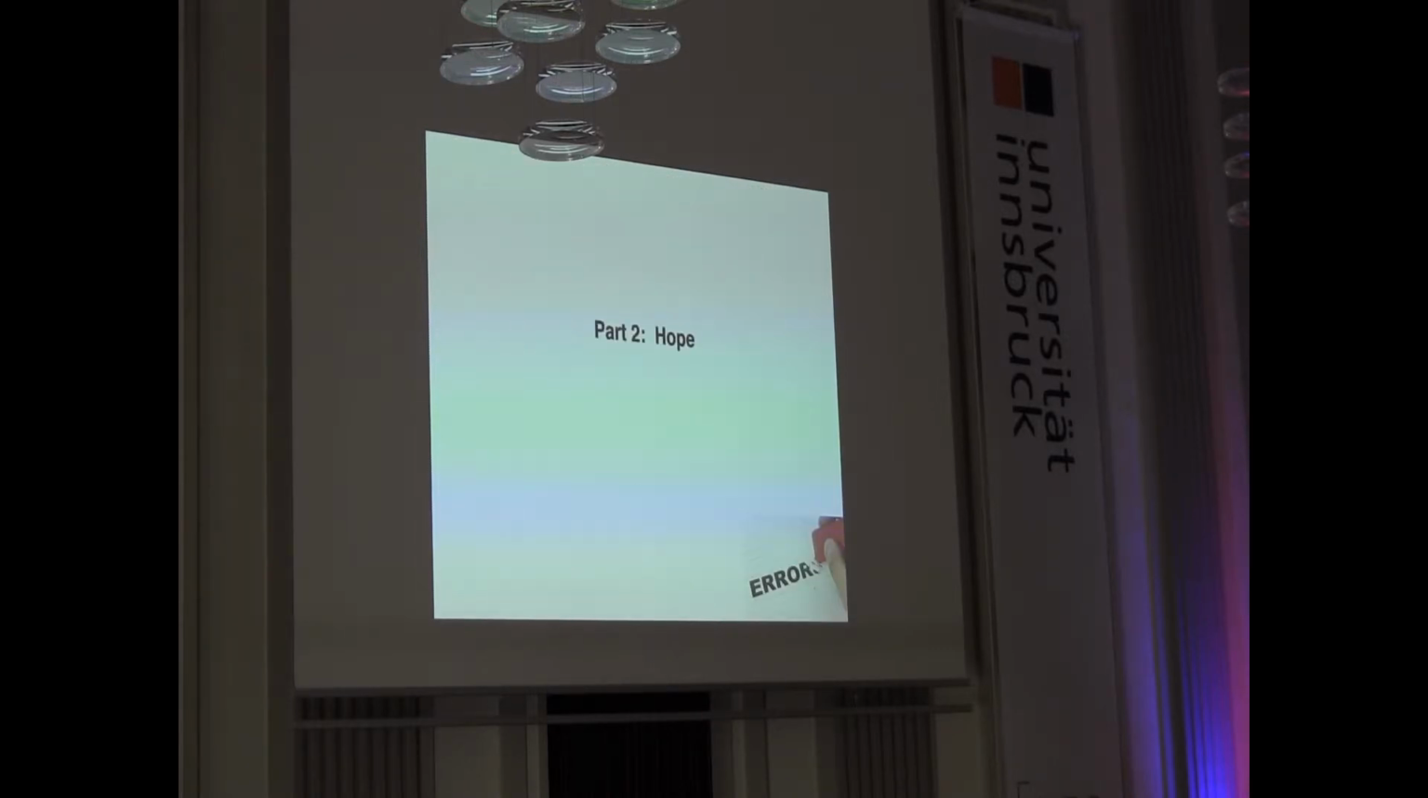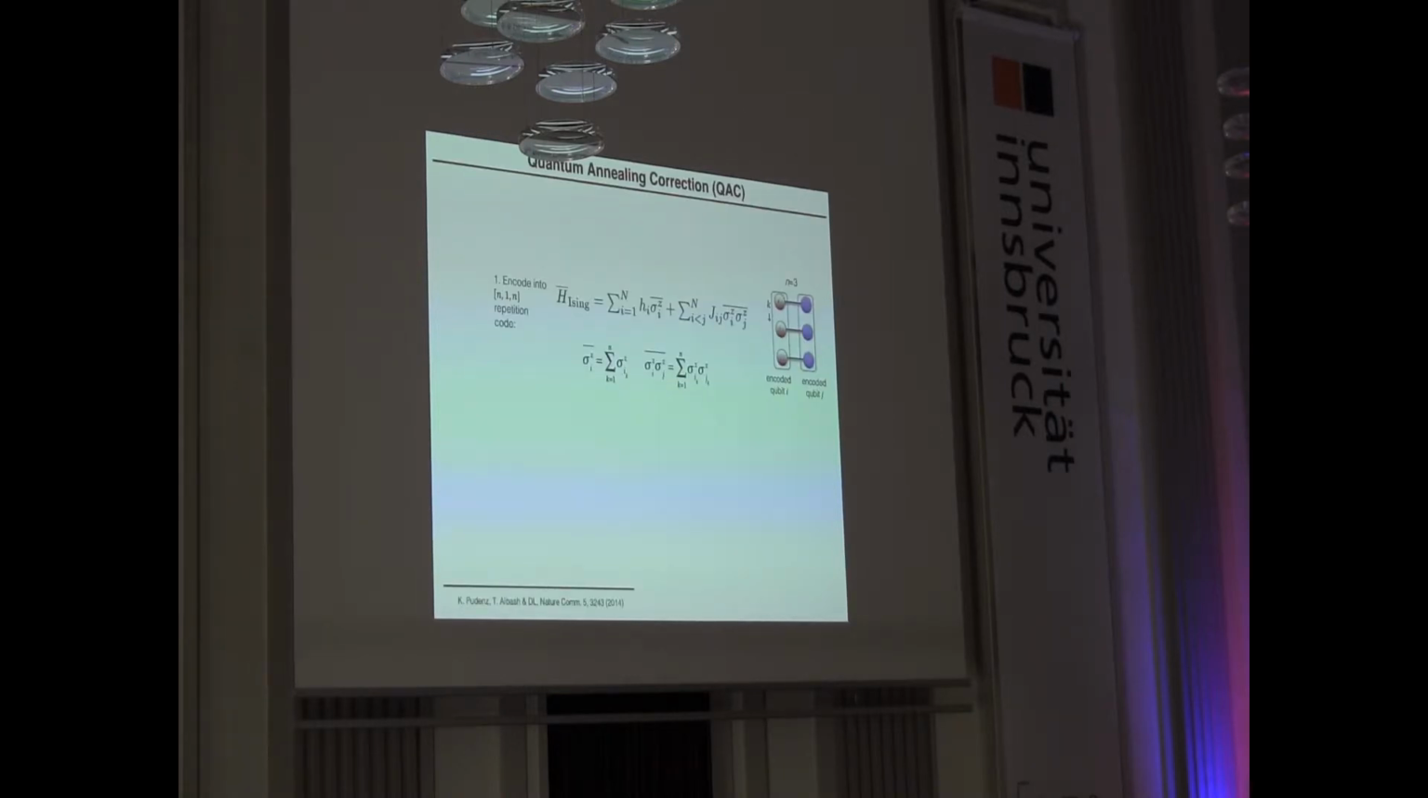Now, there's hope. And the hope, of course, comes by introducing some kind of error suppression and error correction. The scheme that I want to describe briefly, many of you have heard it more than once, I believe, for dealing with this problem is the quantum annealing correction scheme. And this is based on the idea of introducing repetition code along with an energy penalty.